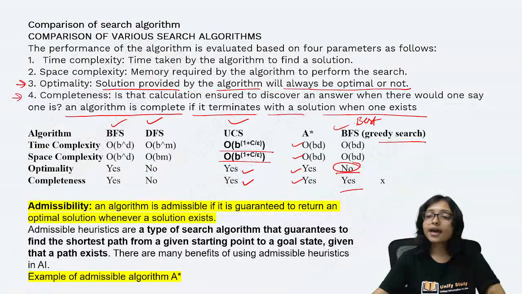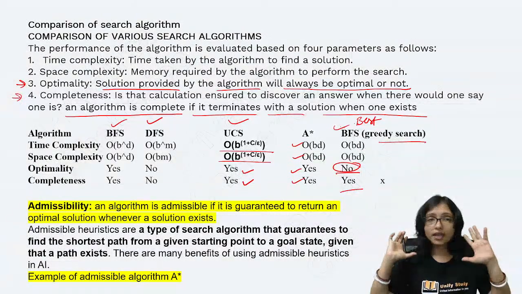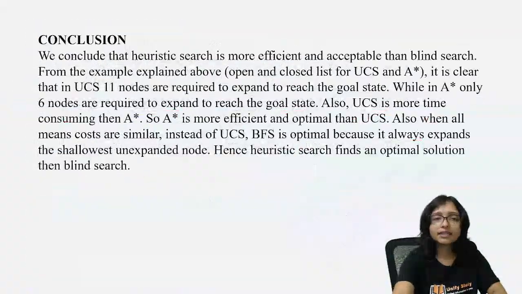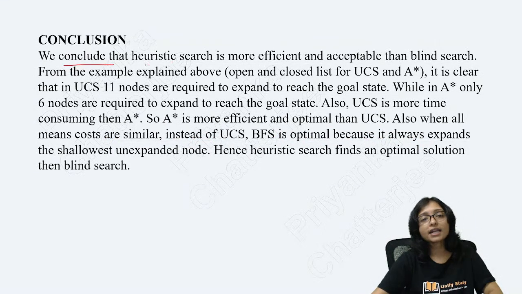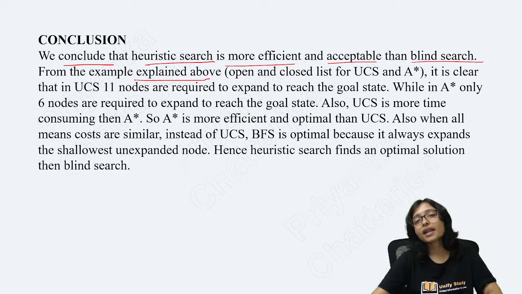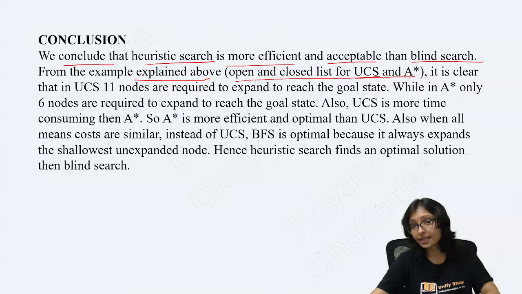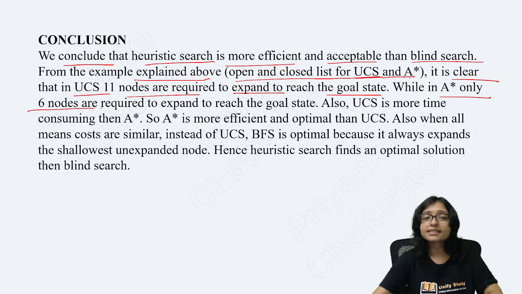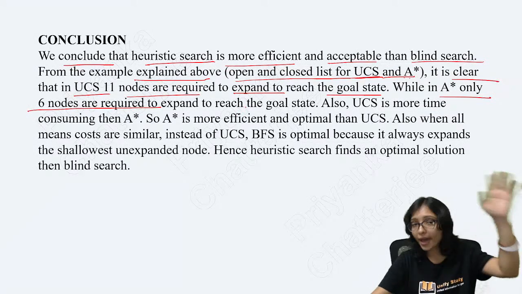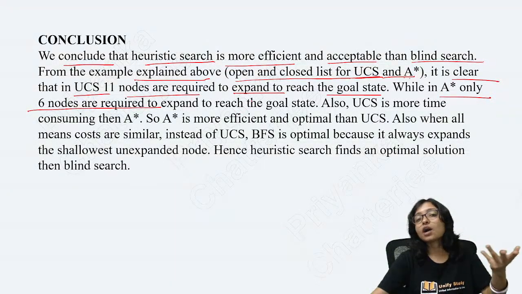Okay? Clear? I hope today's class will help you go in depth of the algorithms. So what can we conclude? We can conclude that heuristic search is more efficient and acceptable than blind search. For example, consider the expansion of the open and closed lists in uniform search and A star. It is clear that in uniform search 11 nodes are required to expand to reach the goal state, while in A star only 6 nodes are required. You can go back to the example and try how it is expanded.